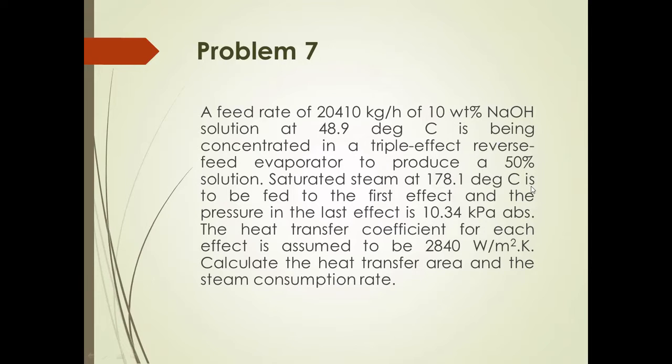So the heat transfer coefficient in this particular system is uniform for all your effects at 2,840 watt per square meter Kelvin. So in here, you are required to calculate the heat transfer area and the steam consumption rate. So area, A, and S. Okay, so this is our problem. I've already taken a screenshot of such, so I need not transfer from this to the Jamboard.